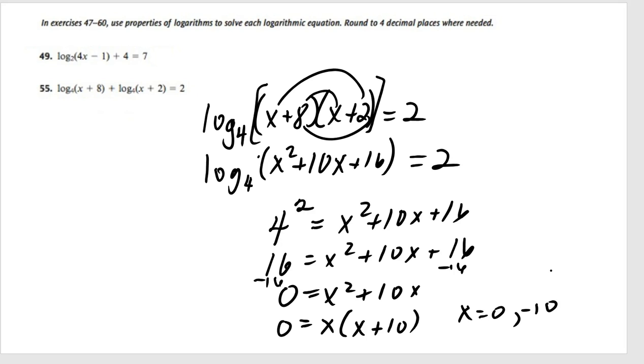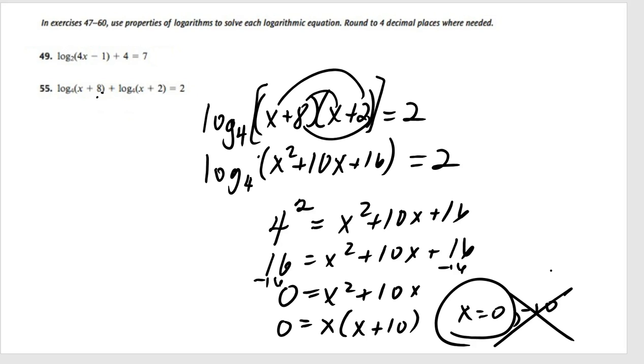Now, the last step I should have mentioned on all of these is to remind you, when you're doing a log and you're solving, you always have to check to make sure you haven't created extraneous solutions, which means that you always want to take the log of a positive value, never a negative value. So if I put in a -10 for x back into my problem, I'd see that -10 minus 8 would give me -18, and -10 plus 2 would give me -8. So therefore, I'm going to get rid of that one, and I will only use x is equal to 0 because it's the only one in our domain.